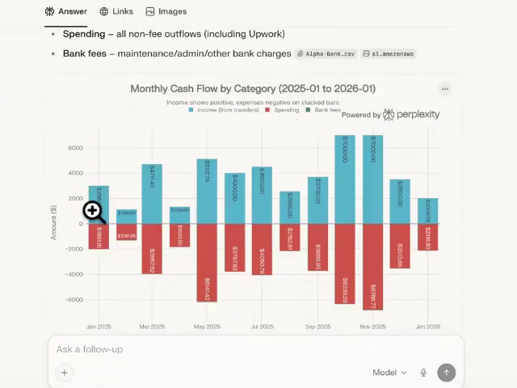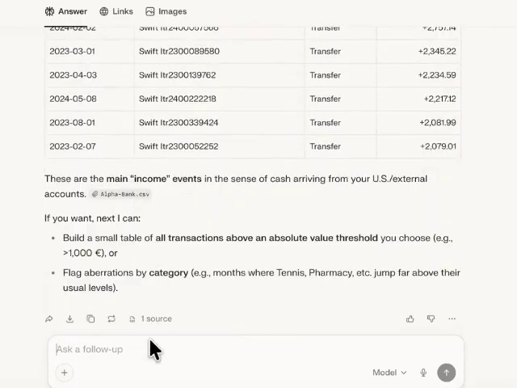So here's income by month. That's kind of what you can do here. You can also ask things like, well, let me ask it for advice. What else could I ask you to gain insight into my spending and income over time?